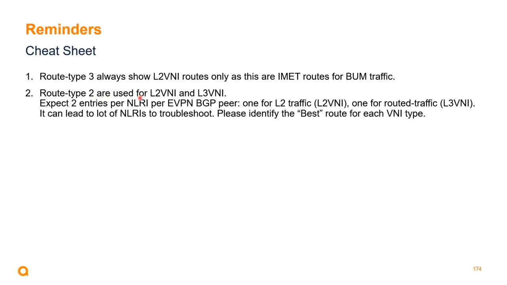Route type 2 are used for L2 VNI and L3 VNI. So expect 2 entries per NLRI, one for L2 VNI and one for L3 VNI. Remember, we covered that during the troubleshooting. So there might be a lot of NLRI to troubleshoot. So pay attention to always identify the best route when you are troubleshooting.